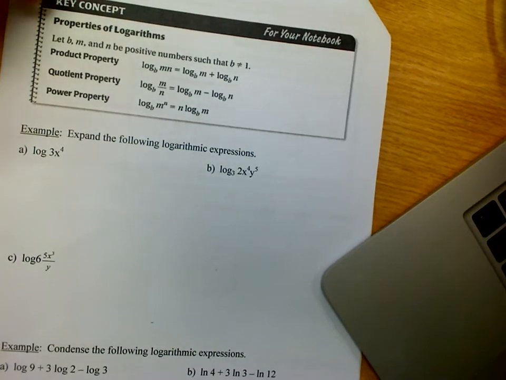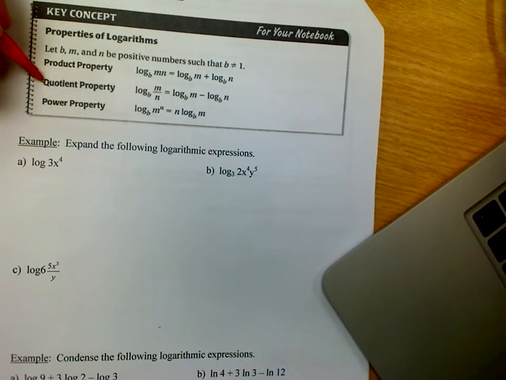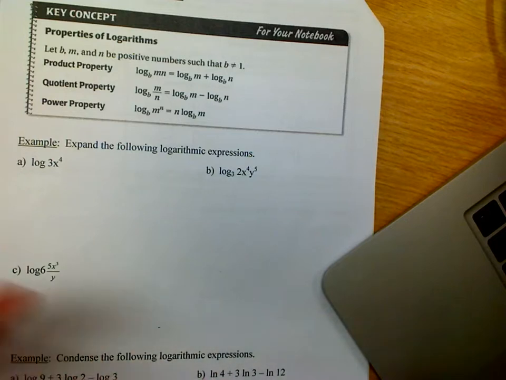Thursday during class, we talked about our properties of logarithms, and there's three properties. We have a product property, quotient property, and a power property. What these properties let us do is expand one log term into several pieces, or take several log terms and condense them down to one log term. This will be a very helpful skill when it comes to solving.